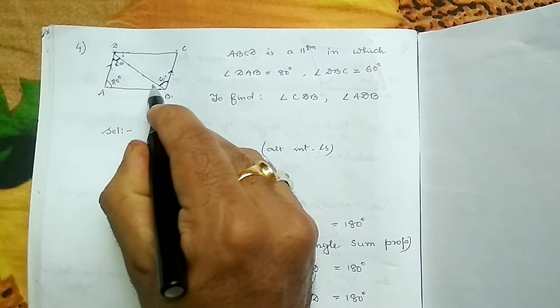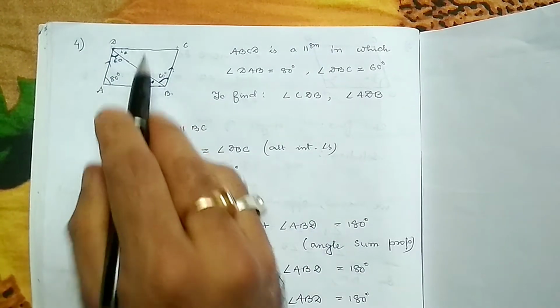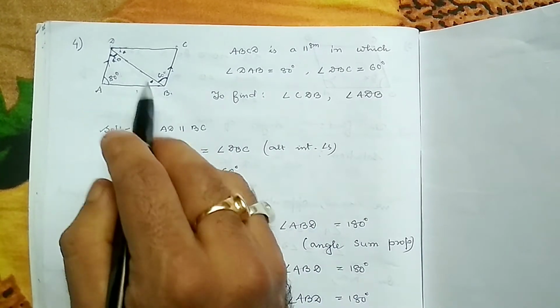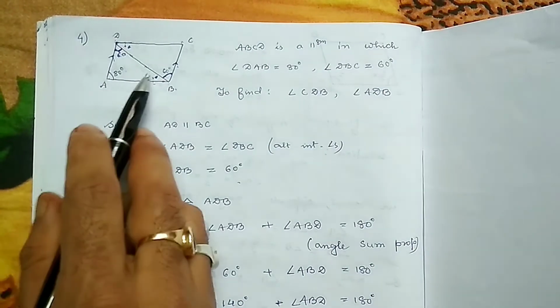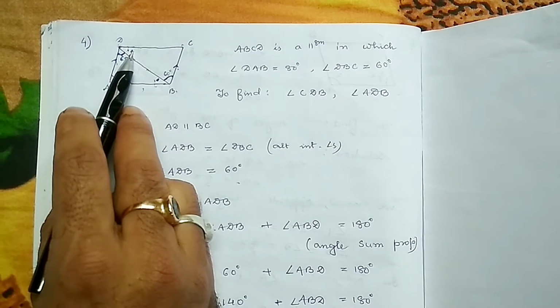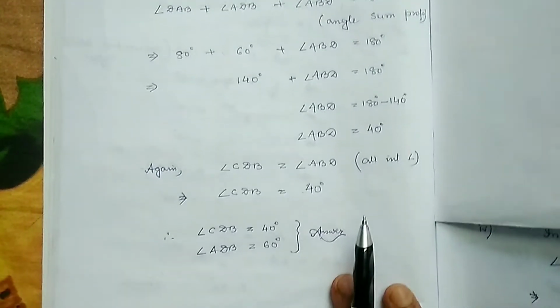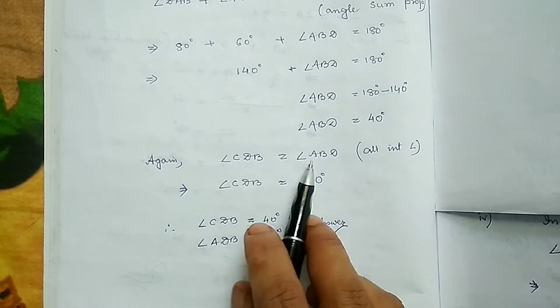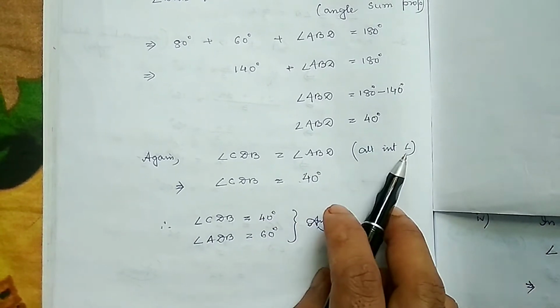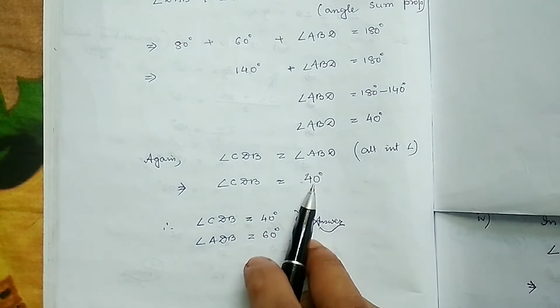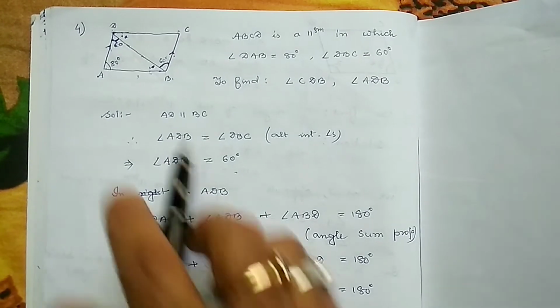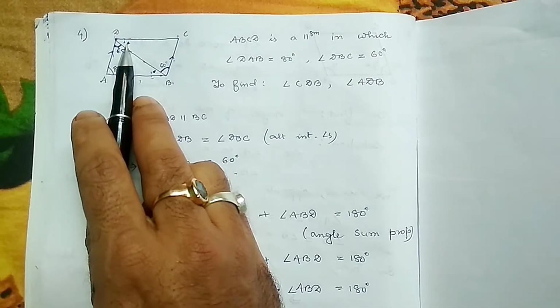Now, if you see this figure, again this angle and this angle will be equal because these two lines are parallel. So these are alternate interior angles. As we got this angle to be 40, definitely this angle will be 40. So we can write like this: angle CDB equals ABD, alternate interior angles. So angle CDB equals 40. That means whatever angles are required, we have already calculated. This one will be 60 and this one will be 40.